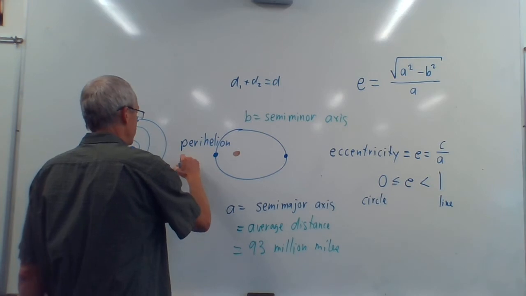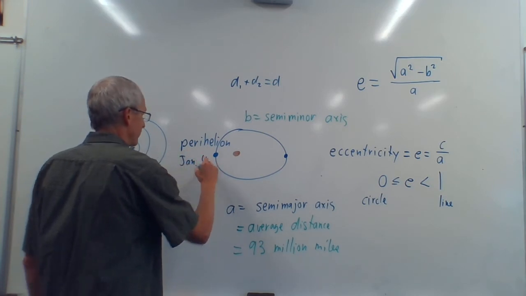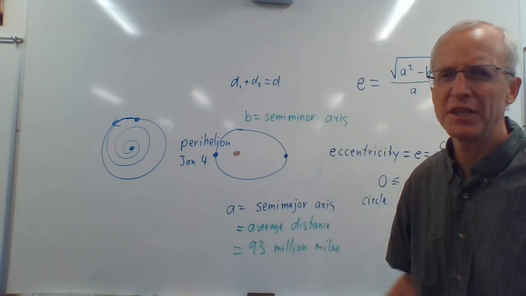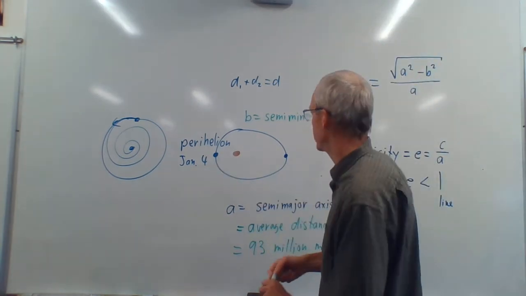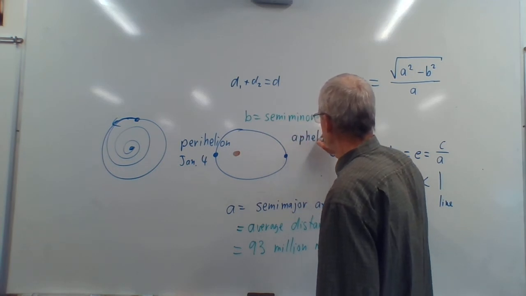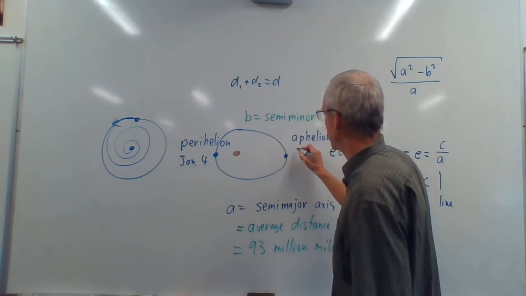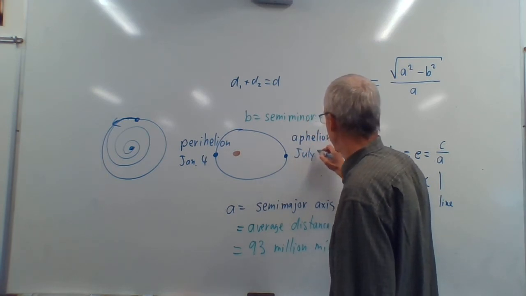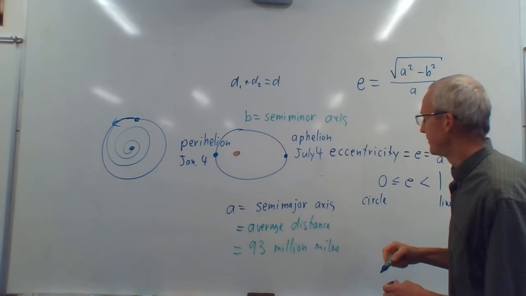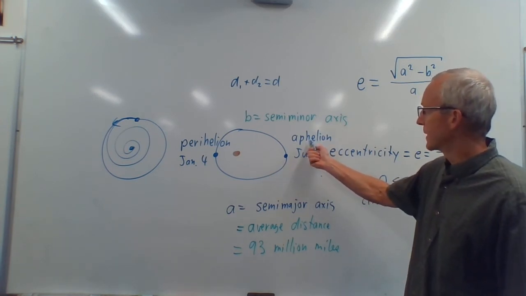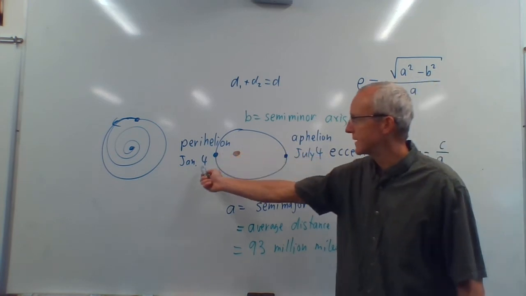And it happens about January 4th every year. Sometimes January 5th, just like the equinoxes within a year. But around January 4th, we're closest to the sun. This point over here is called aphelion. That ap means far away, aphelion. And it happens 6 months later, so about July 4th. So we're furthest from the sun July 4th, and closest to the sun January 4th.